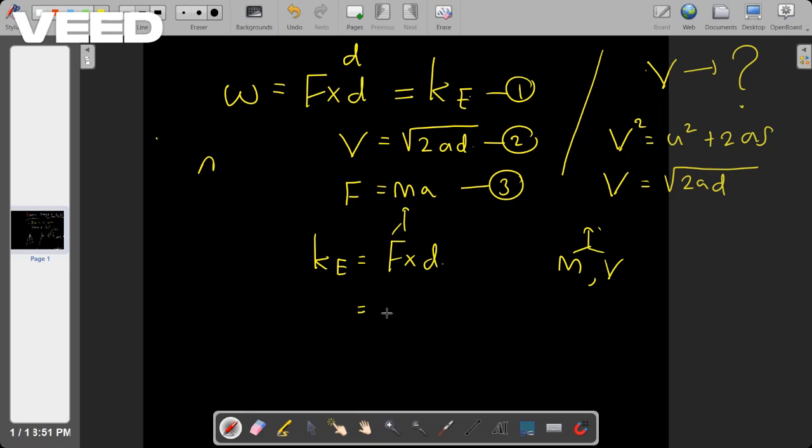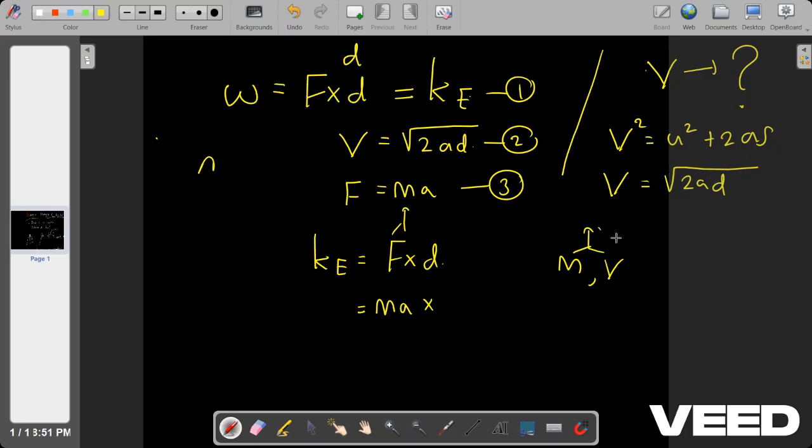See, ma equals, and we can replace d with what? Here we have derived v equals square root of 2ad. So if you make d the subject here, you get v squared divided by 2a. So we can plug it here: v squared over 2a. Now the 2a cancels, so we are getting half mv squared.